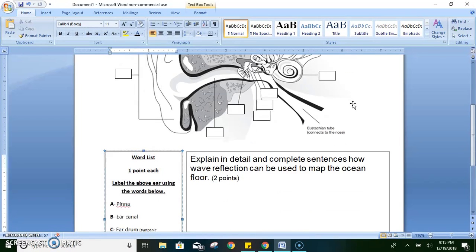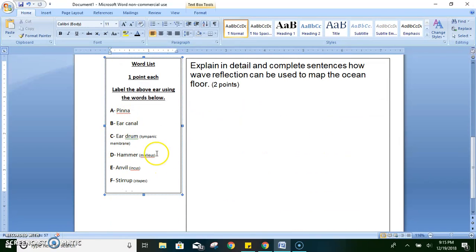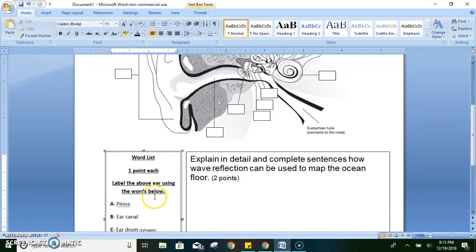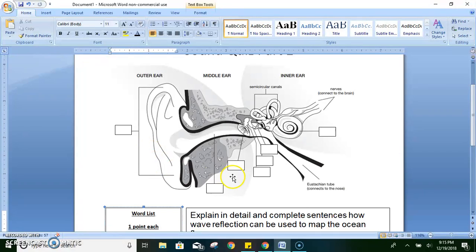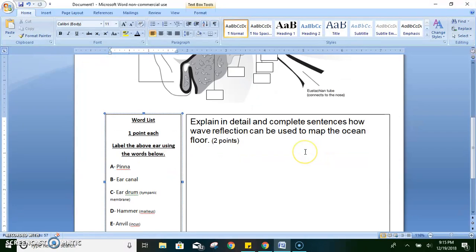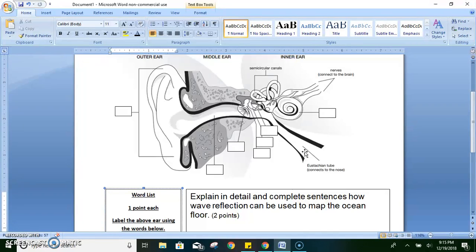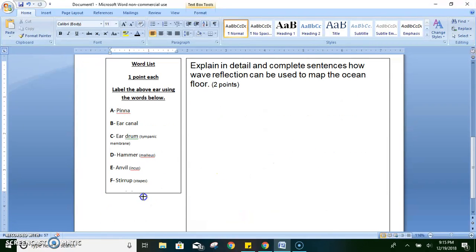2. Pretty self-explanatory. We have a word list here on the left, and your options are A, pinna, B, ear canal, C, eardrum or the tympanic membrane, D, the hammer or malleus, E, the anvil or incus, F, the stirrup or stapes. And those will go in each one of these boxes. None are used twice, and all of them are used. Oh, and it looks like one got cut off here. I'm sorry, and G is the cochlea.